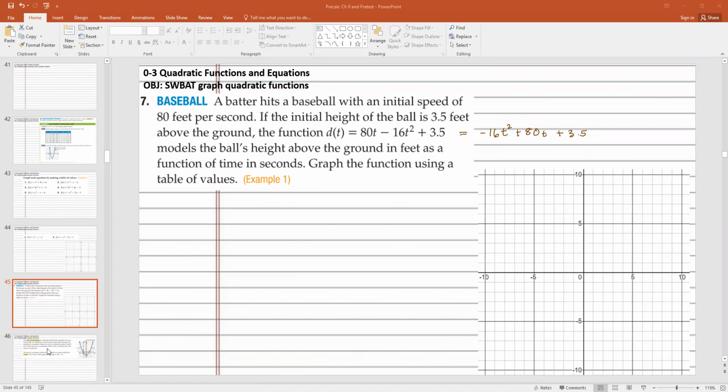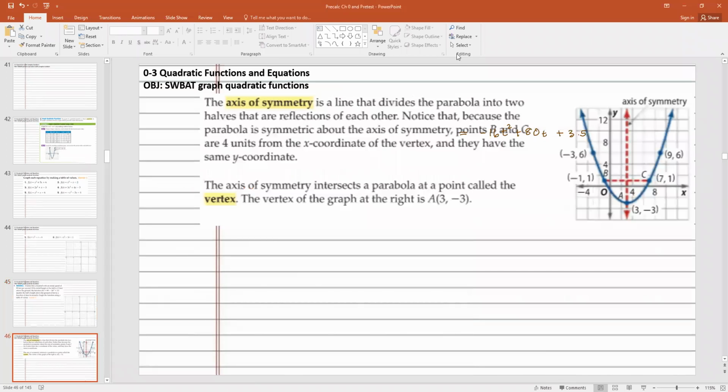Okay, now we're going to talk about axis of symmetry. It's a line that divides the parabola into two halves that are reflections of each other. Notice that because the parabola is symmetric about the axis of symmetry, points B and C are 4 units from the x-coordinate of the vertex, and they have the same y-coordinate. So same y-coordinates are the same distance to the axis of symmetry, like we talked about before, with the 1.5, 0.5, and then 1 in the previous example.